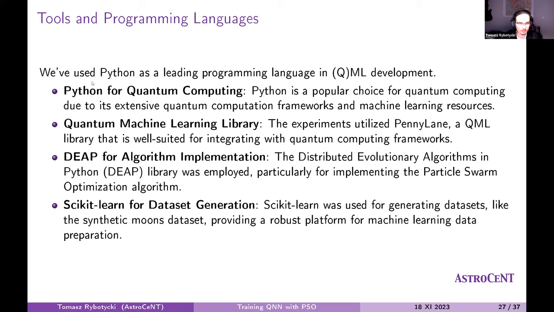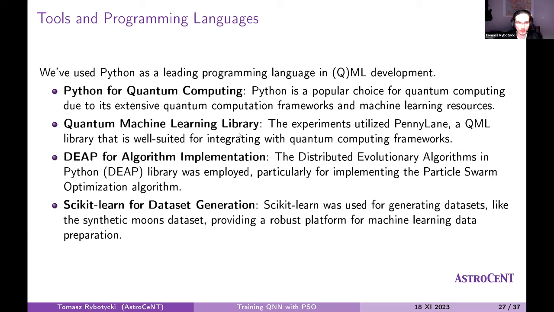So we used Python, PennyLane for the QML stuff, DEAP for the evolutionary stuff. So the particle swarm optimization is here and a lot of other metaheuristics. This is a great library really. And obviously we use scikit-learn for the dataset generation and this usual machine learning stuff, data preprocessing and stuff.